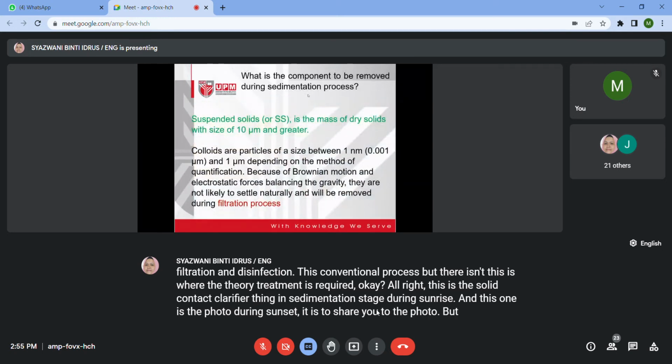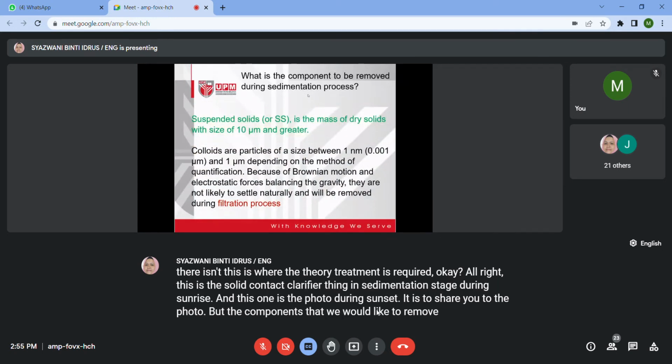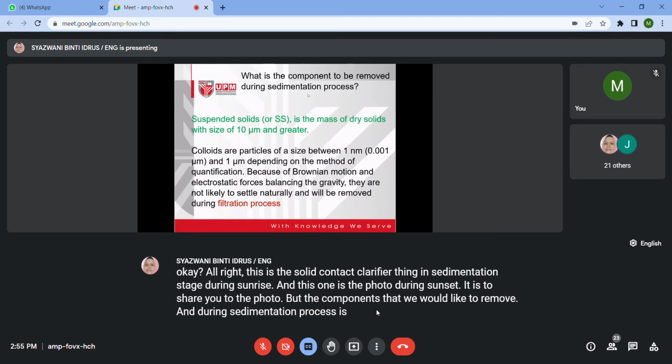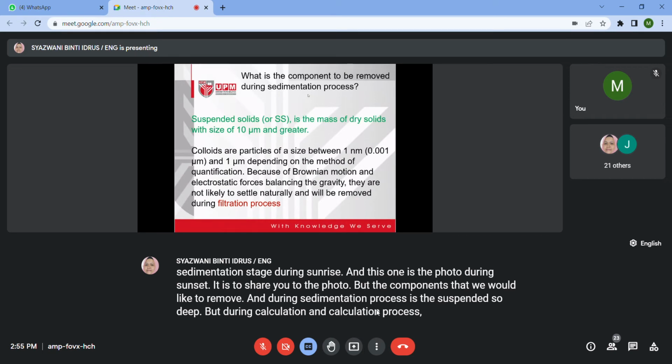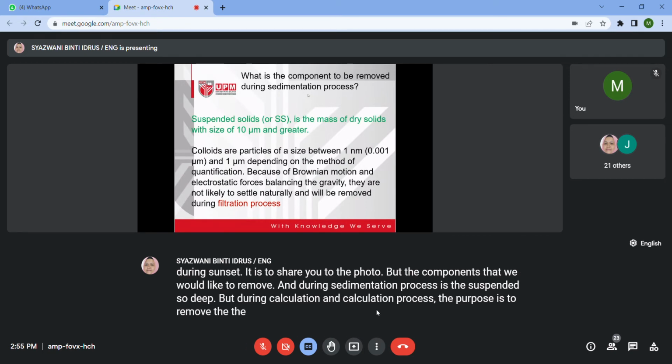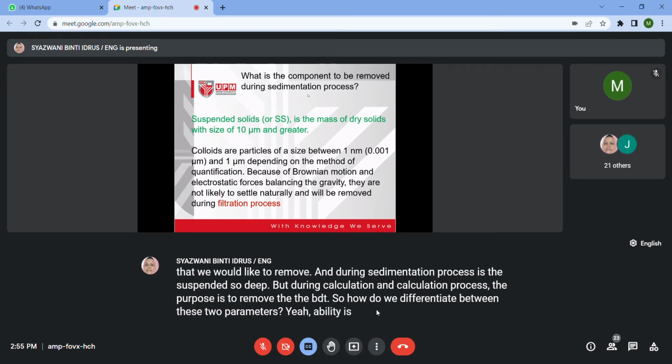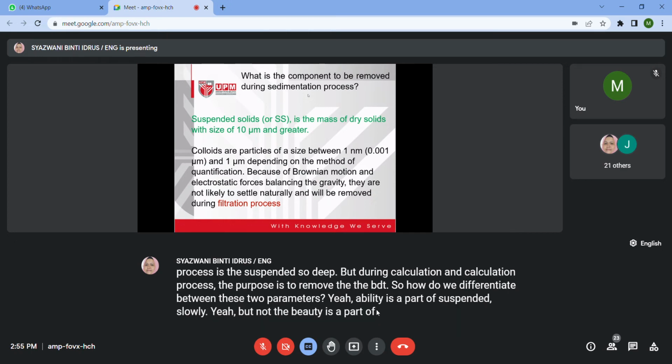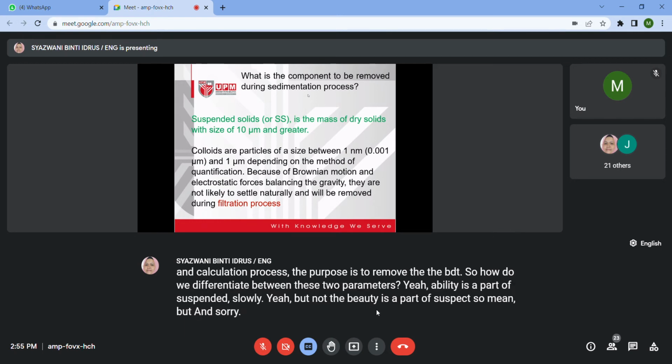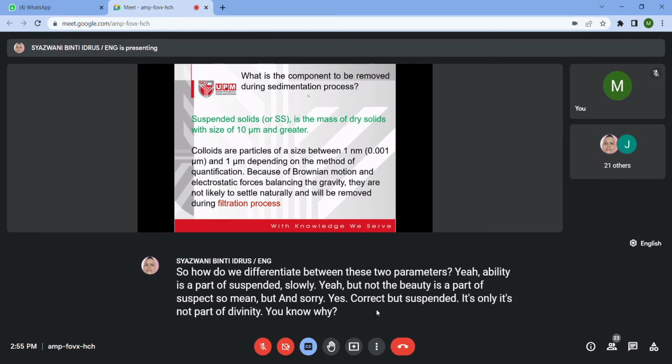The component that we would like to remove during the sedimentation process is the suspended solids. But during coagulation and flocculation, the purpose is to remove turbidity. So how do we differentiate between these two parameters? Turbidity is a part of suspended solids, but suspended solids are not a part of turbidity. You know why?